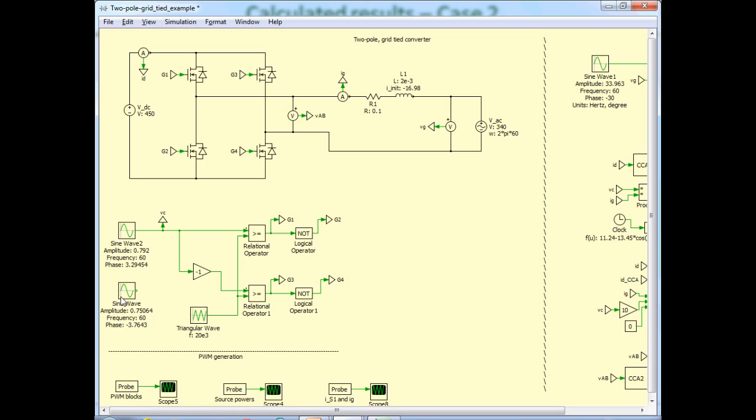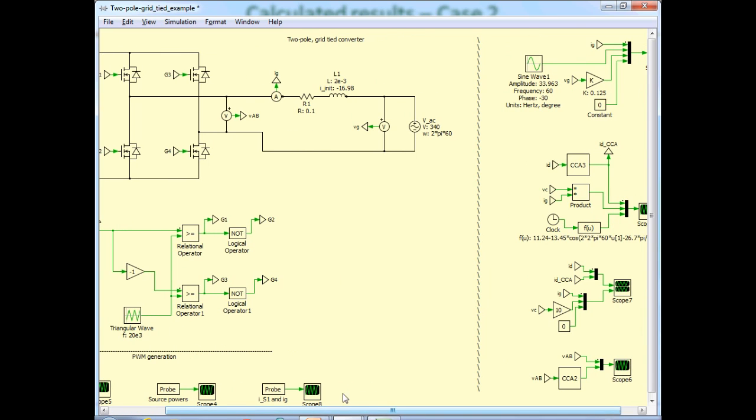Before that, I should also talk about this other control signal. What I have here corresponds to what we calculated for case 2, another sine wave with a lagging angle. So when I simulate case 2, I would just delete this connection and connect this as my control voltage. But for case 1, we are using this control signal that we calculated corresponding to this DC source to grid power flow.